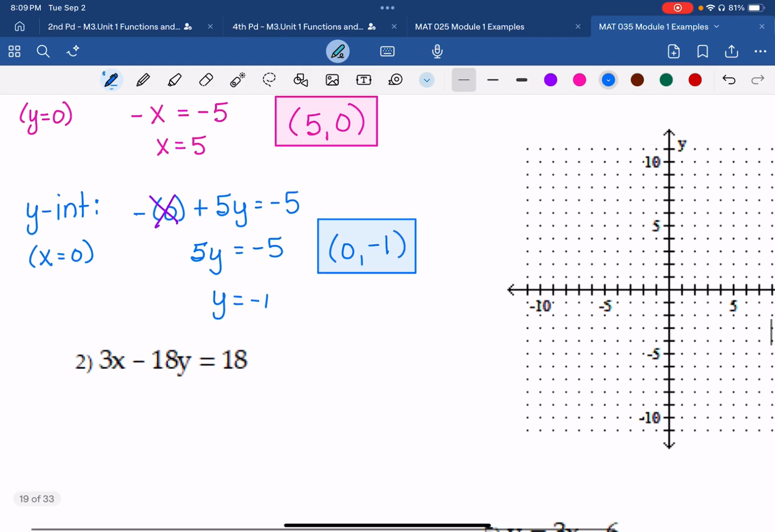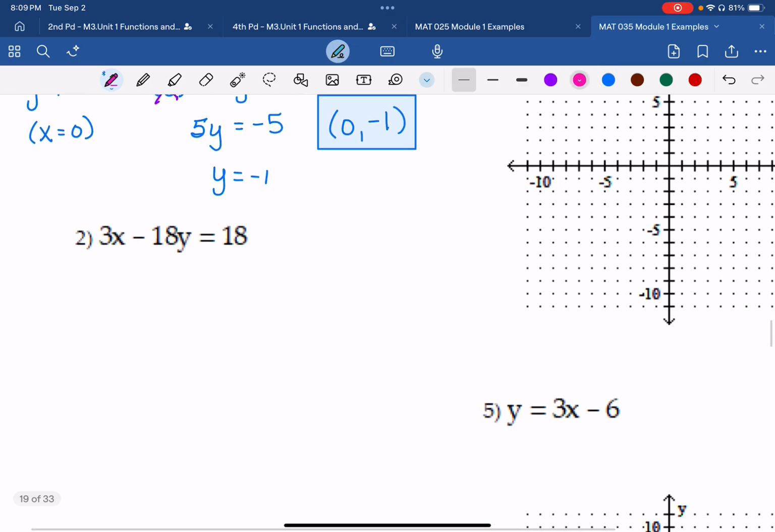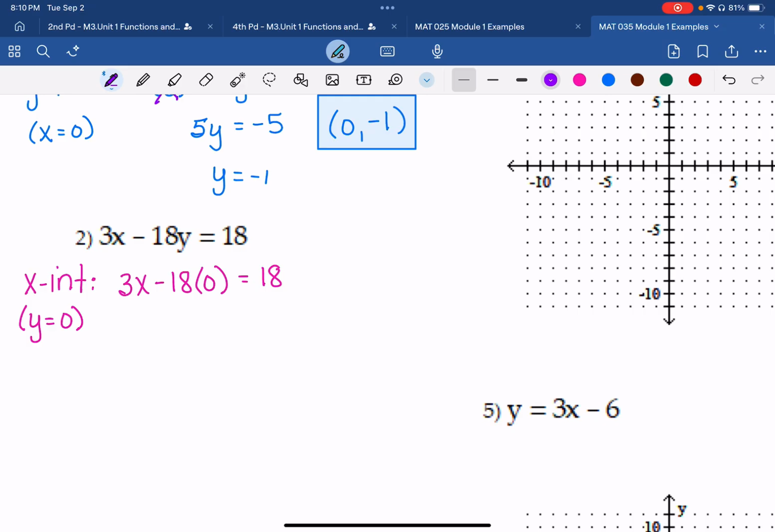Example 2, we do the same process. So if I start with the x-intercept, again, that means that the y is equal to 0 every time. So I've got 3x minus 18 times 0 equals 18. So again, this is just going to be 0, because anything times 0 is 0. So 3x minus 0 goes away, equals 18. Divide by 3, x equals 6.